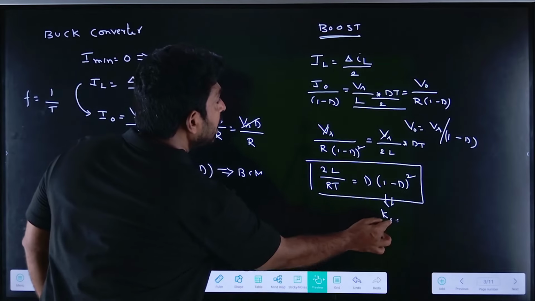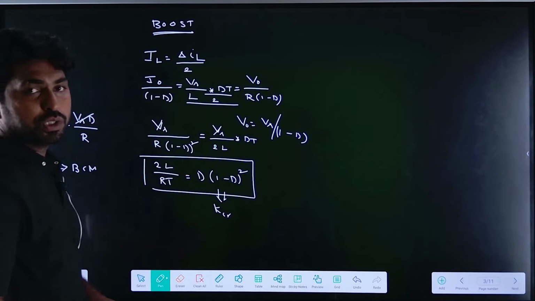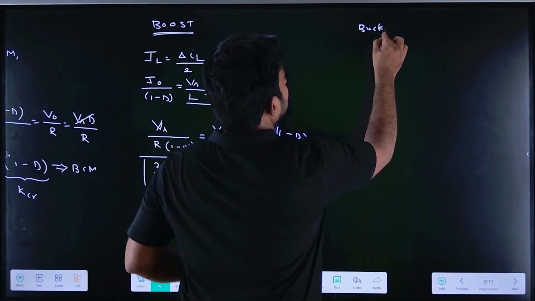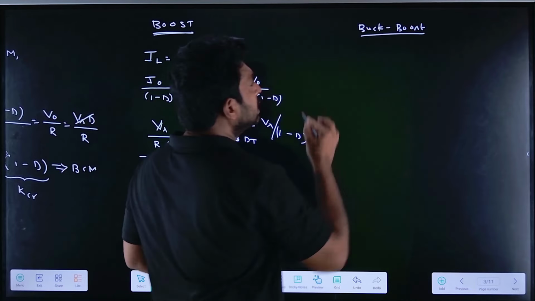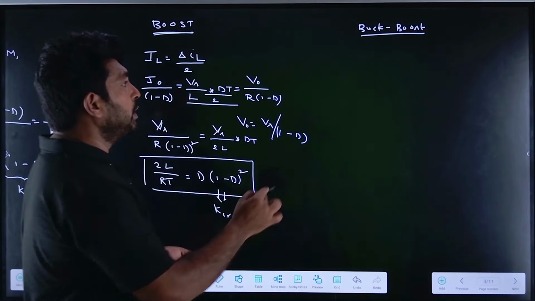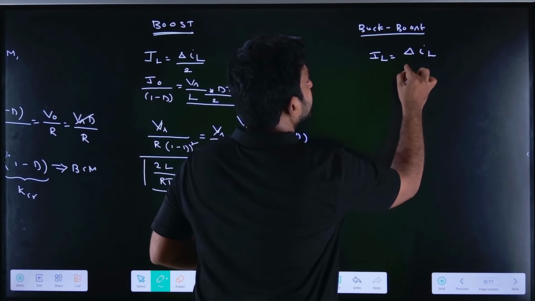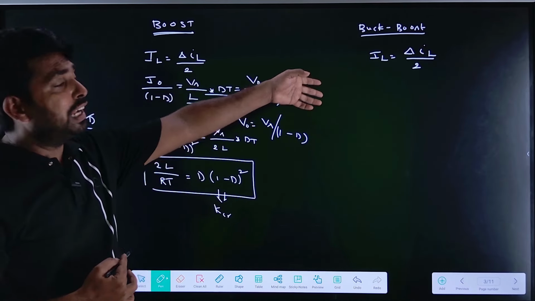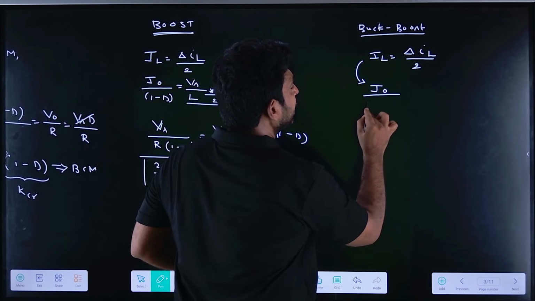Now let us find it for the buck boost converter. How can we find it for the buck boost converter? In case of the buck boost converter, again IL equals delta IL by 2. Now let us find. The IL value will be I naught by 1 minus D. So here also it will be I naught by 1 minus D.